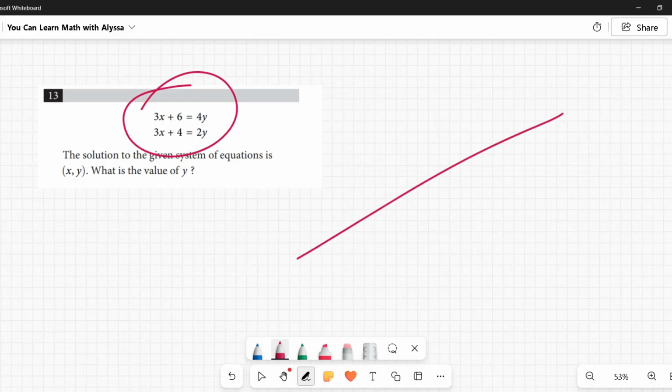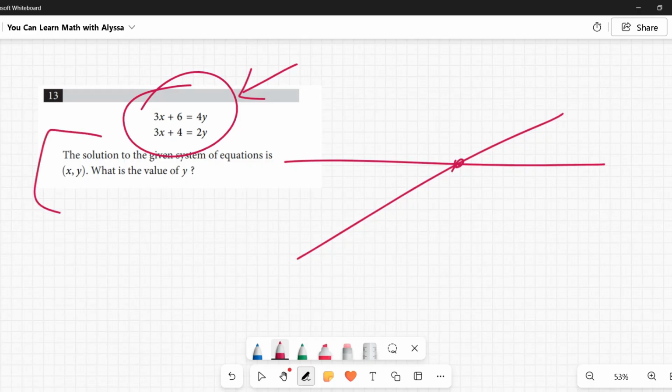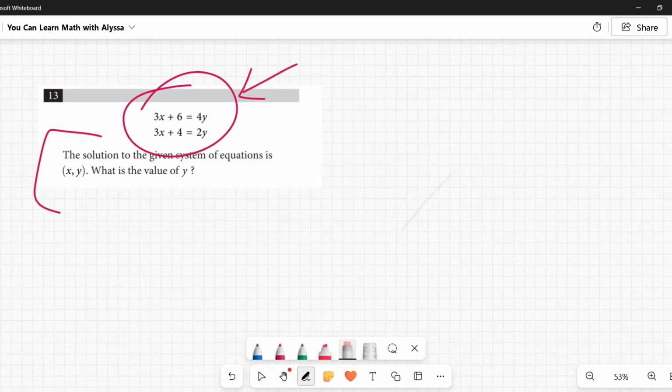Then you see where the two lines cross, because these are both lines, just a plain x and a plain y, no exponents or square roots. We would see where these two lines cross, and that would be the solution. Now we know they cross because we're told there is a solution, (x, y).